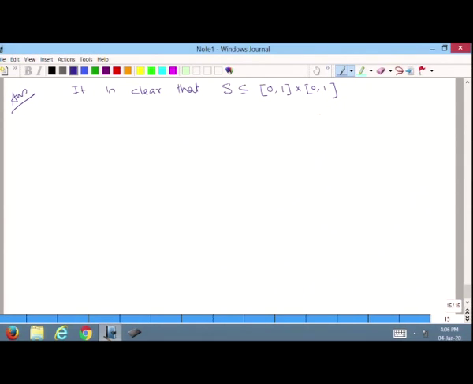So, if we draw the diagram, suppose this is 0, 1, 1, so this is the square. S is contained in this. We have to find the area and perimeter of S.